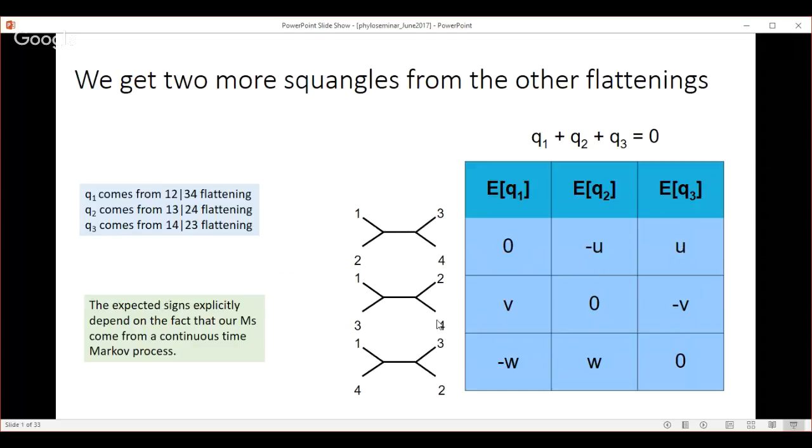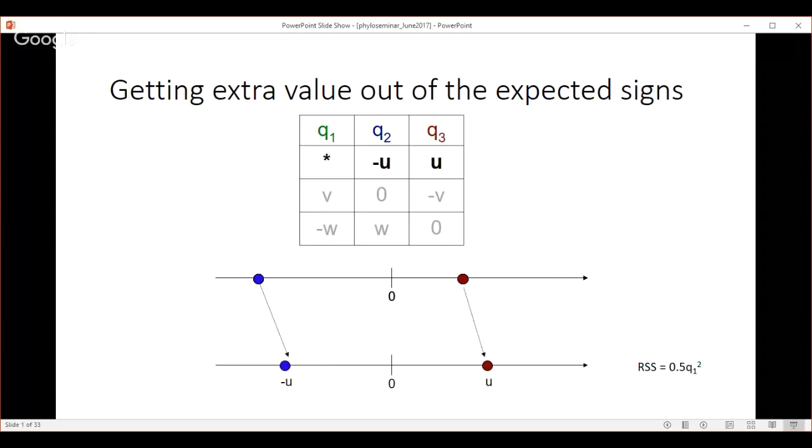And it turns out that these signs, and the fact that we know something about what to expect, are very useful in helping us build a more powerful phylogenetic inference technique based on these squangles. The simulation results at the end of the talk will hopefully convince you of the benefit of what I'm going to talk about here.